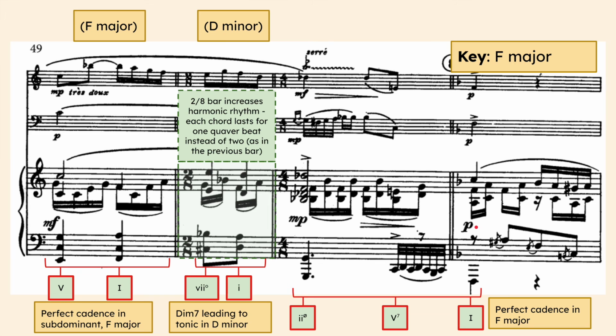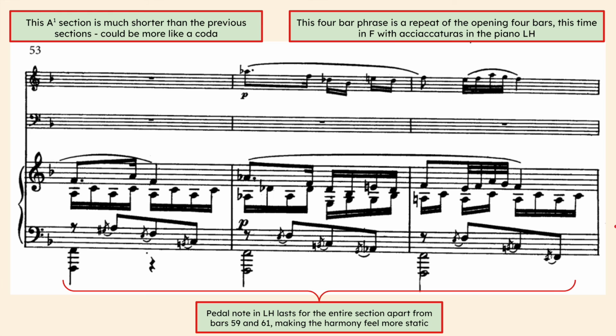If we're following the ternary form structure, bar 52 brings us back to the A1 section. And there we have another neoclassical feature that we've mentioned before. The A1 section doesn't take us back to the opening key of B flat major, but instead we're now in F major.